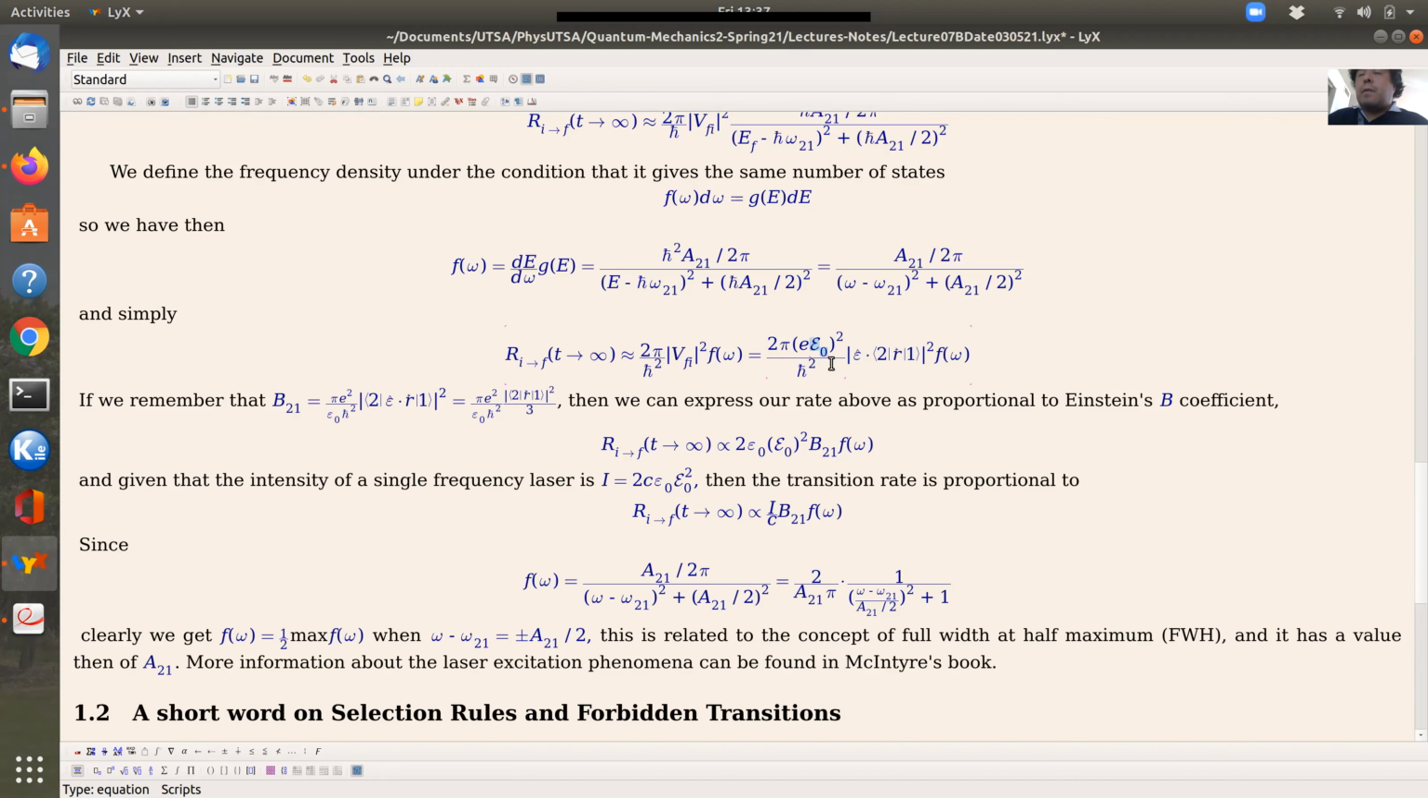I still have the magnitude of the electric field squared, but this is proportional to the density as a function of the angular frequency. And with the knowledge that the intensity of a single frequency laser is equal to 2 times the speed of light times epsilon naught times the magnitude of the electric field squared, I can use this formula and plug it in here, to write this transition rate as proportional to the intensity of a single frequency laser divided by the speed of light, then times the Einstein's B coefficient, and then the frequency.